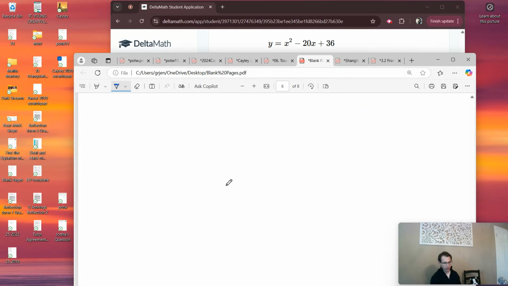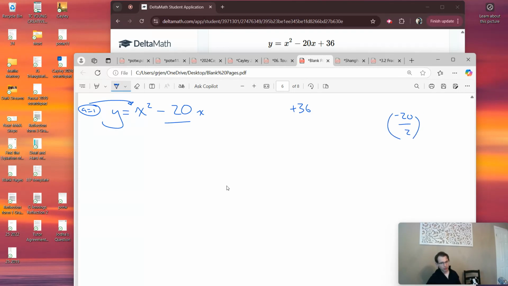This is method number 1. Complete the square looks like this. Copy it out on your blank paper or your infinite electronic paper, whatever you use. Leave a bit of space, plus 36. Because a equals 1, we don't need to do step 1 of factoring a out. So we just take half of that number, minus 20 over 2, and we square it, and we get 100.